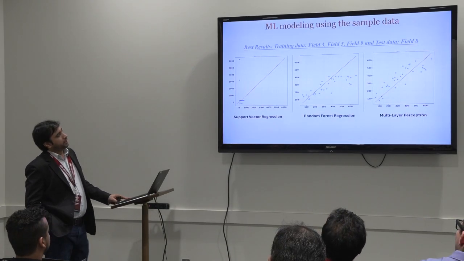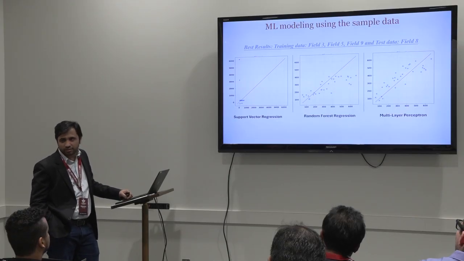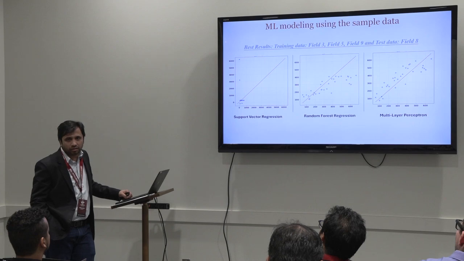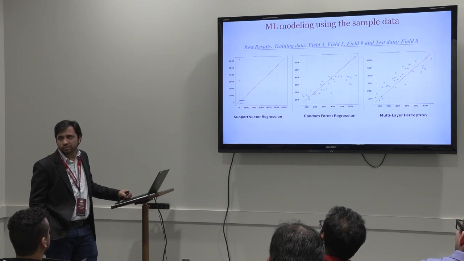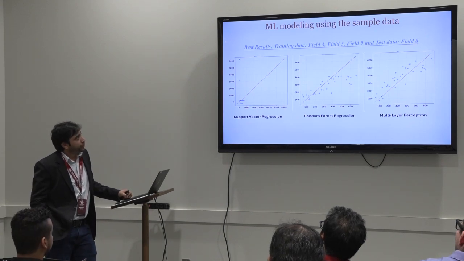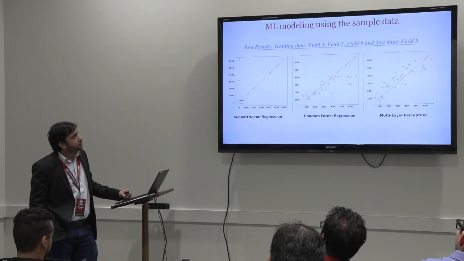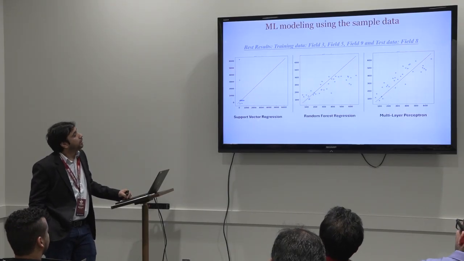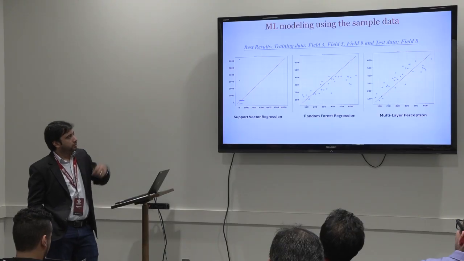Even with those small data sets, almost 200 data points, we still said, why don't we try the algorithms that really don't need that much data and see how they do. Field 3, field 5, and field 9, 3 fields, were used to train the model. Then one field was used for testing.